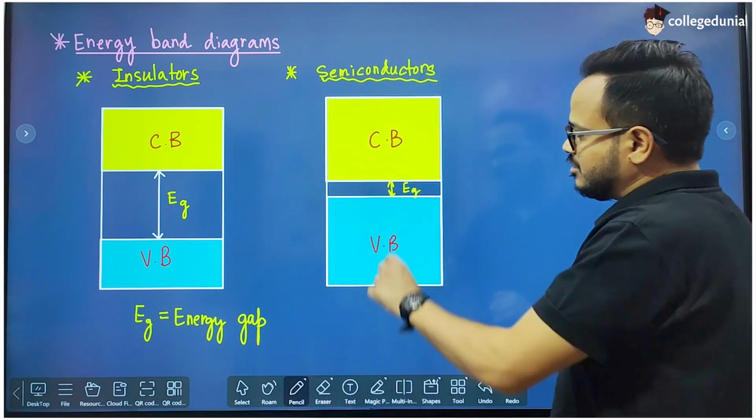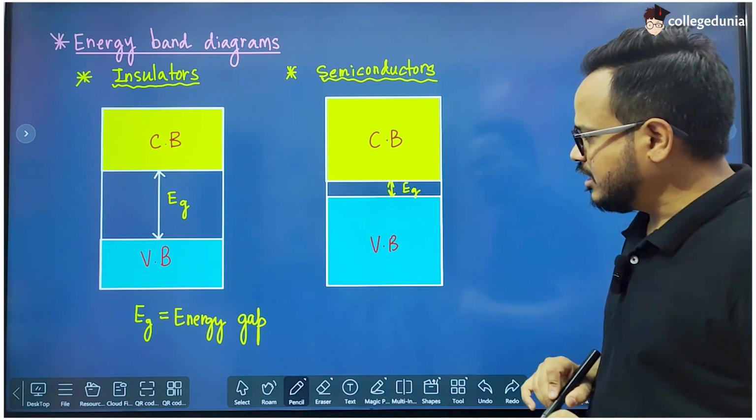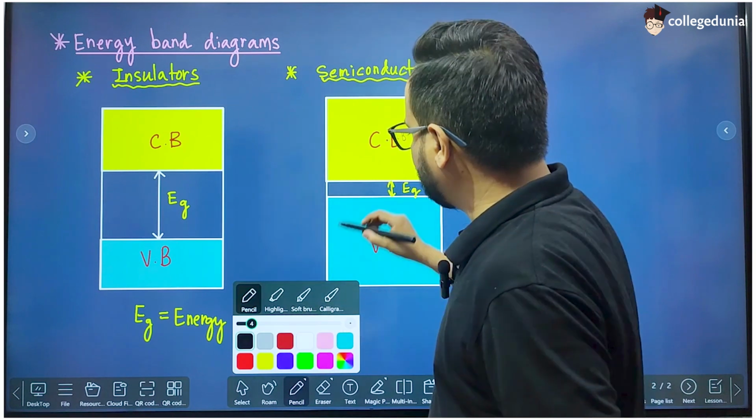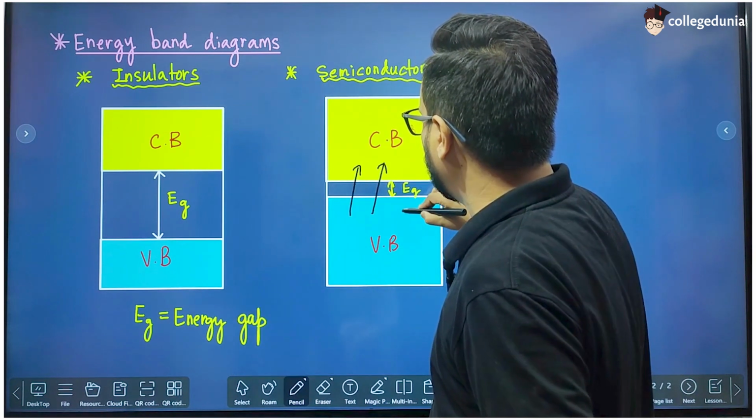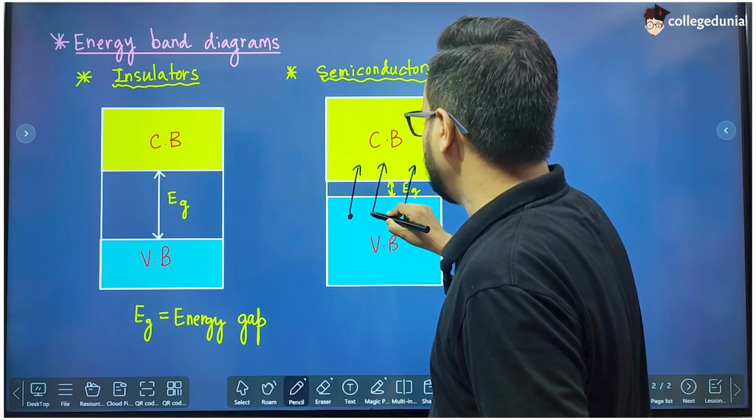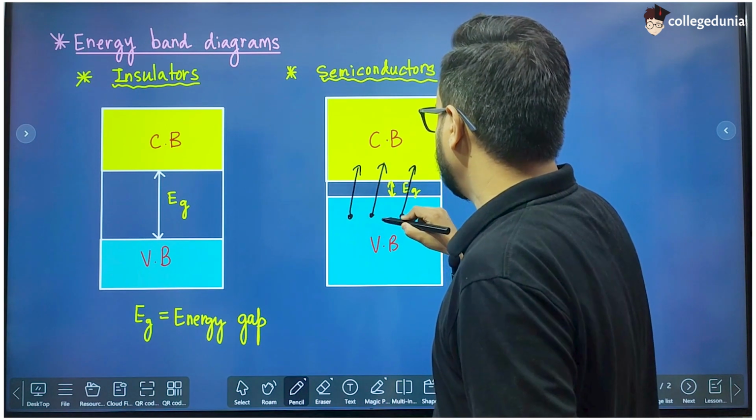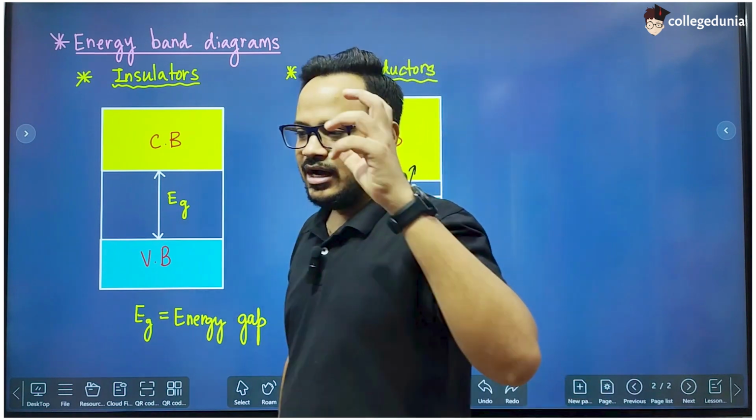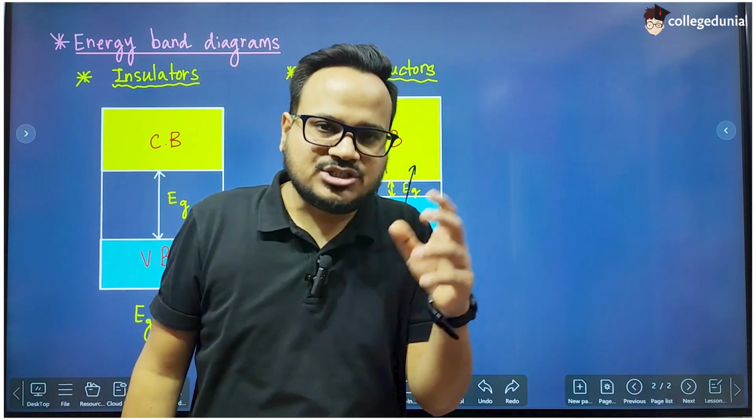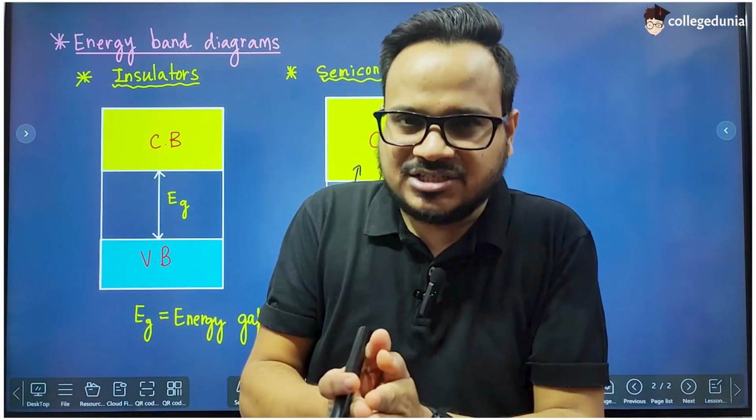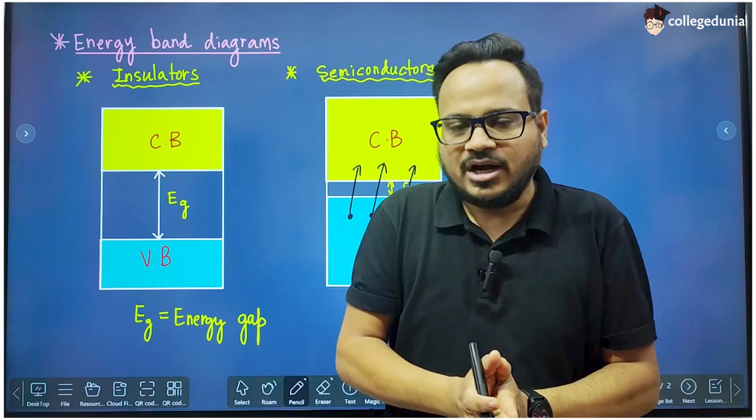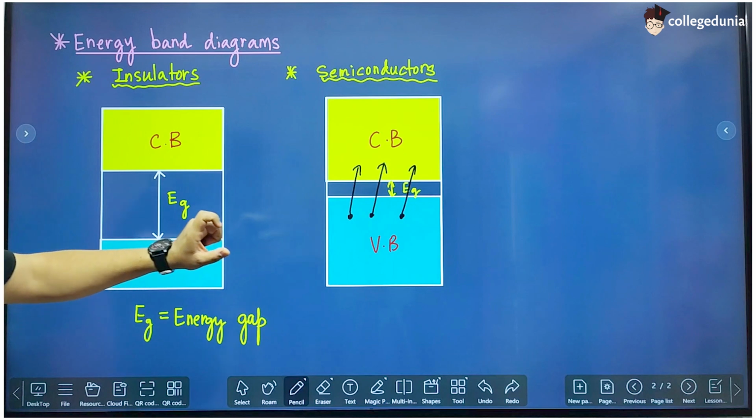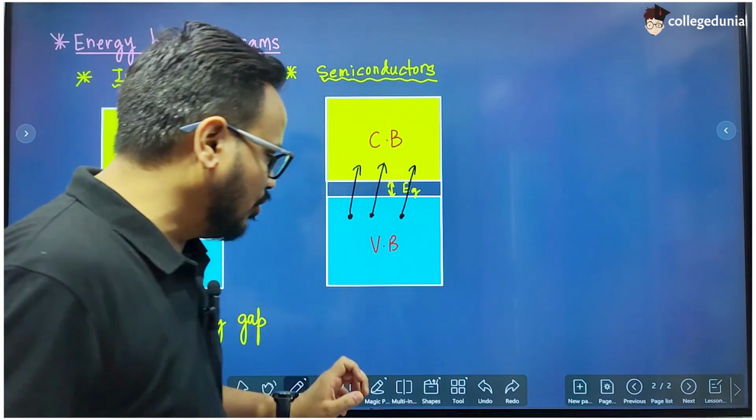Since there is a very small energy gap between the valence band and the conduction band, when you start heating the semiconductor, electrons start jumping from the valence band to the conduction band. The electron was here, and after heating it gains energy and goes to the conduction band. Its energy is increased and comes into the range of the conduction band, and now it is ready for conduction. So some heating is required before the semiconductor turns into a very good conductor.